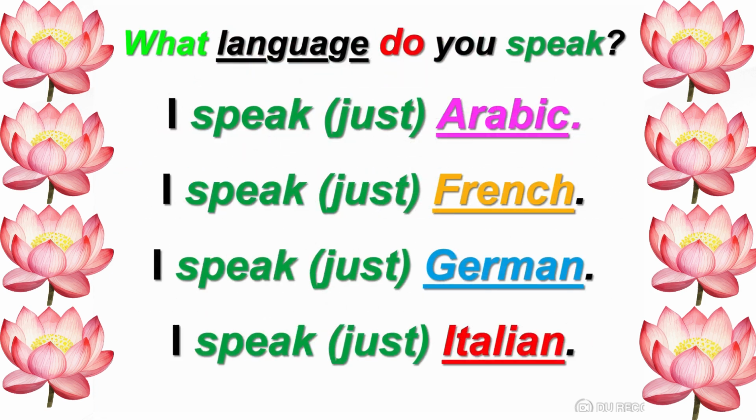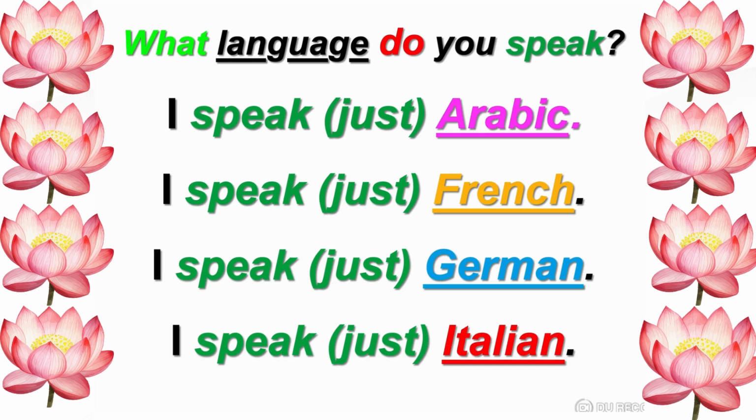The first question they may ask you, for example, I will ask you this question: what language do you speak? So try to answer me. I'm asking you now, what language do you speak? Read the answers. I speak Arabic. And we can say, I speak just Arabic. It means I speak just one language. Or, I speak French. I speak just French, just one language.